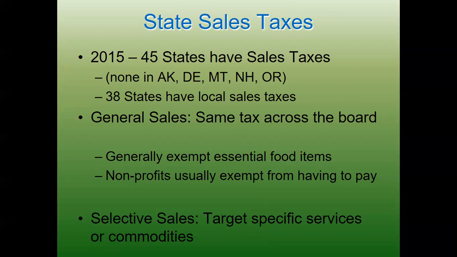Now, there are two types of sales taxes that we have. One is a general sales tax, which is the same across the board. I'll show you some variations of that in a minute. And then second, there are selective sales taxes, which are targeted taxes on specific things that the government wants to get revenue from. And we'll take a look at that in a minute as well.